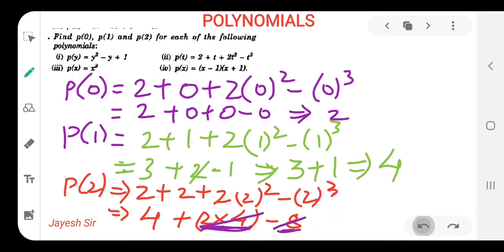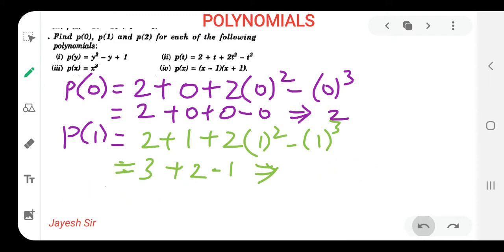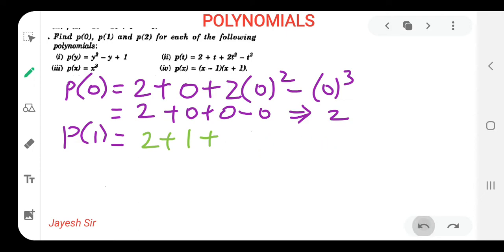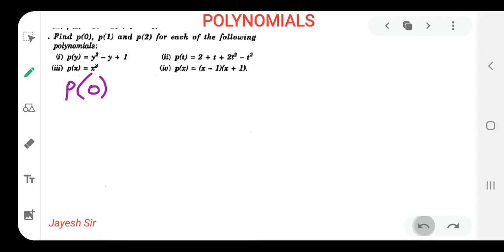So now pause the video and try to solve the remaining 2 sums by your own. And you can check your answer by continuing the video afterwards. Now third sum is p having variable x. In that we need to put the value of x as 0, 1 and 2. So let's begin with our third sum.